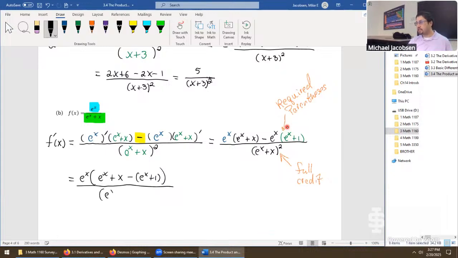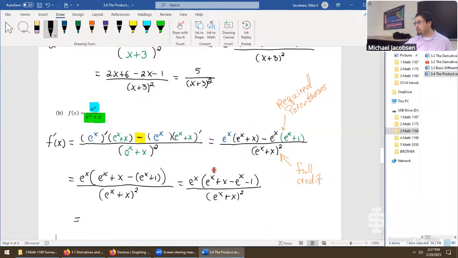Denominator is e to the x plus x squared. No cancellation with this e to the x and that one down below due to the exponent. But inside here, we can distribute the negative sign in that group. It's e to the x plus x, distribute the negative sign for minus e to the x, minus 1, e to the x plus x, power 2, almost there.